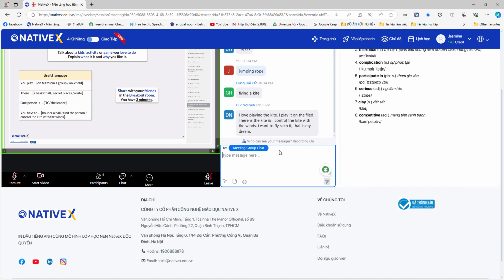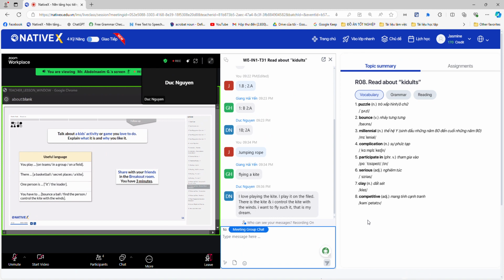Yeah, I love playing the kite. When I was a child, I usually played with my friends, and now I also play it. I usually play it on the field. There is a kite, and I control the kite with the wings. I want to play it with my friends.